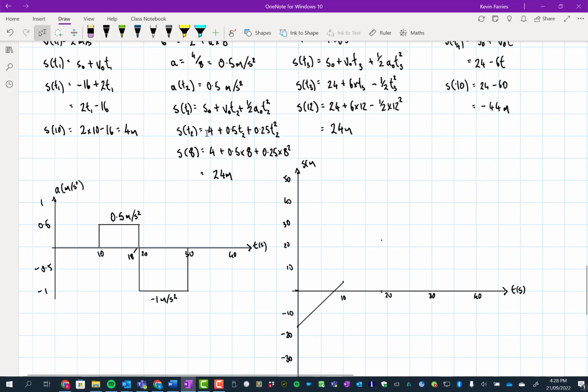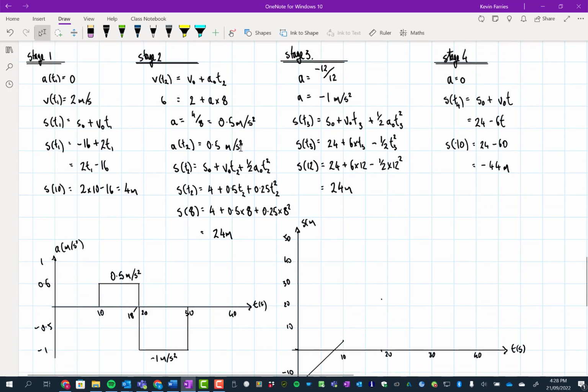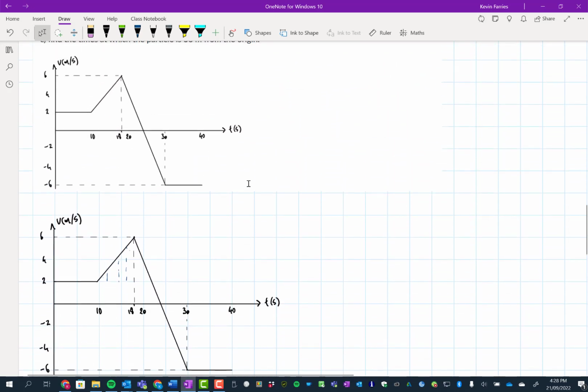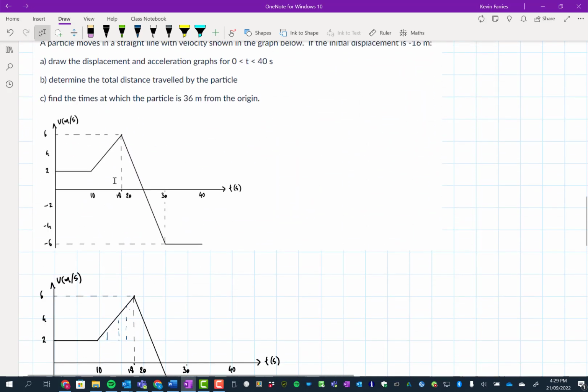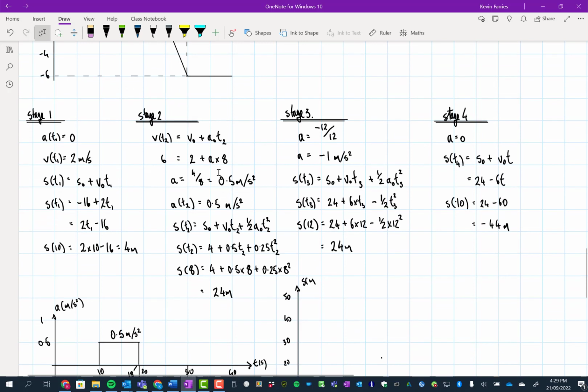I'm just checking I've got this right. 4 is correct. 0.5t, where did I get that 0.5 from? Just checking that. It's the initial velocity. The initial velocity is not 0.5. The initial velocity is 2. Always worth checking this stuff as you go along. So, looks like that's wrong. So that's 2.